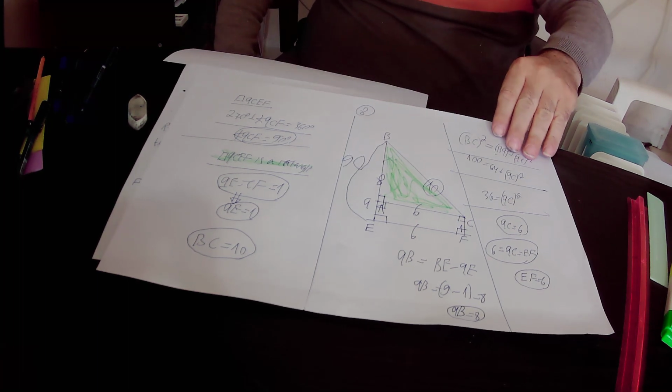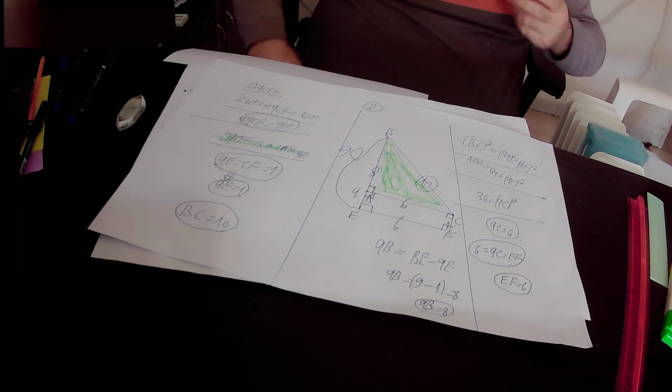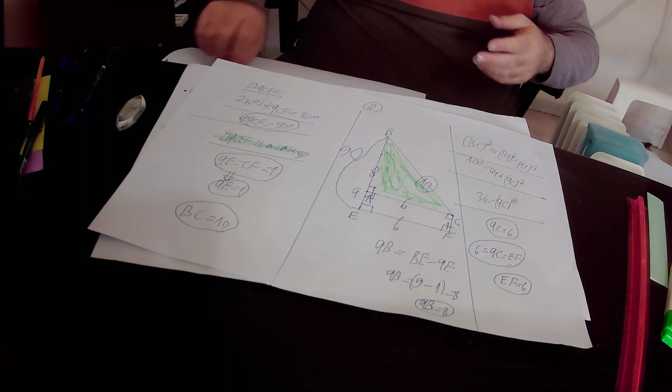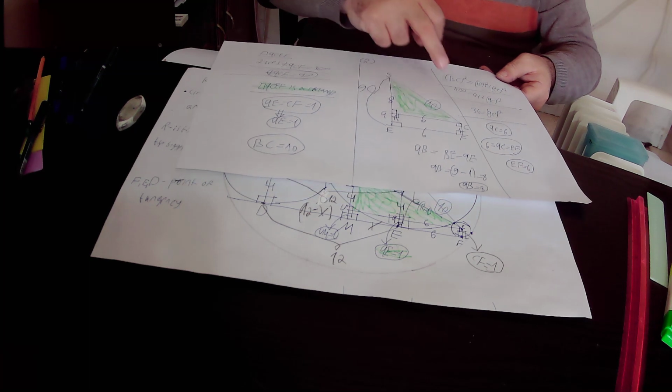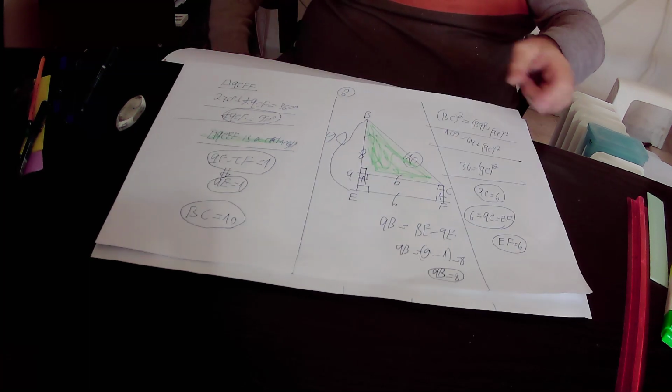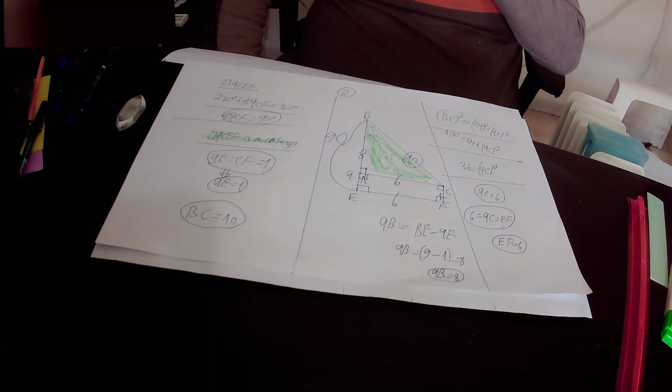And because quadrilateral QCEF has four right angles, quadrilateral QCEF is a rectangle. And we know that the opposite sides of a rectangle are equal to each other. That is to say QC is equal to CF. But CF is equal to 1 unit. It is the radius of the smallest circle.